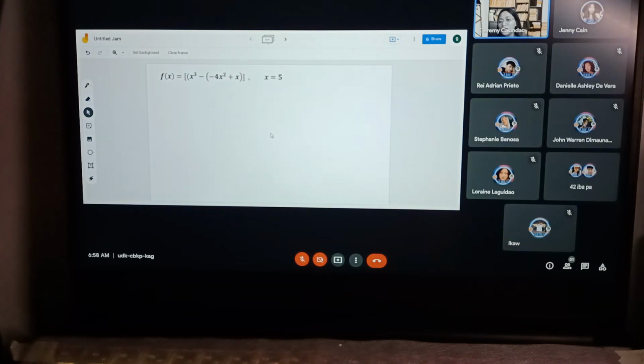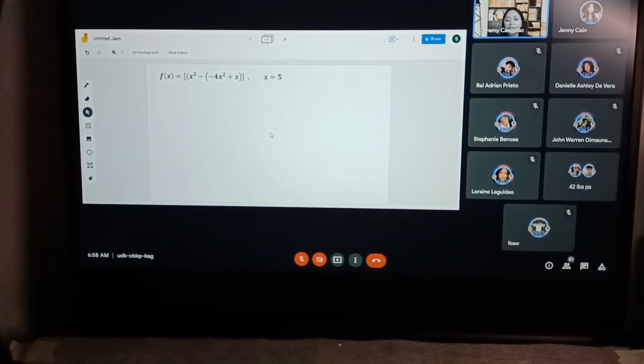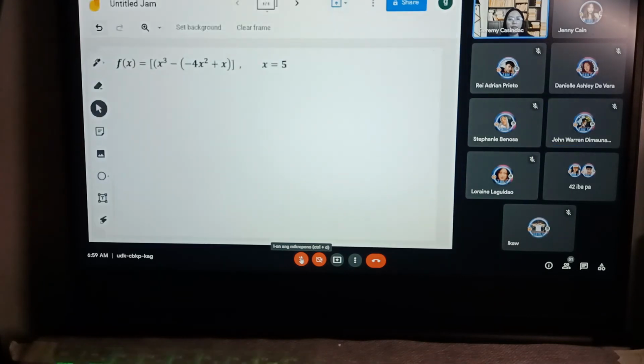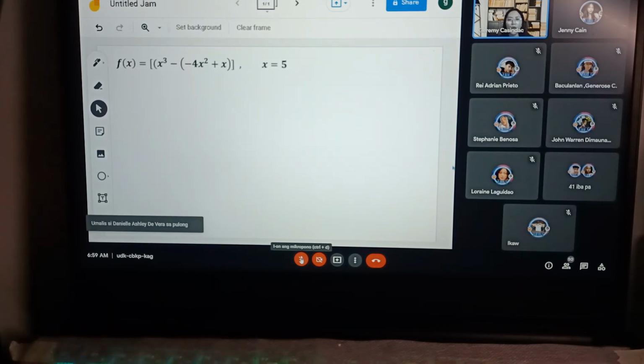Naririnig po ba ako? Permission to speak po, ma'am. Okay, go ahead, John Warren. F of x equals x cubed minus negative 4x squared plus x. Okay, thank you. So we have now example number 2, which is f of x is equals to quantity x cubed minus quantity negative 4x squared plus x.